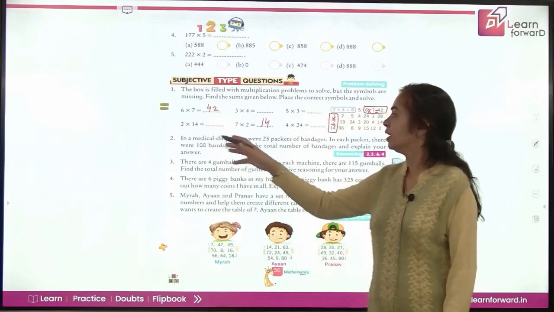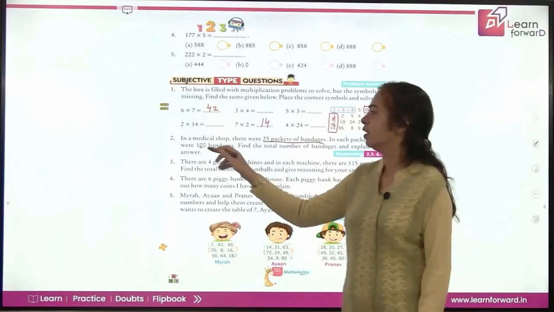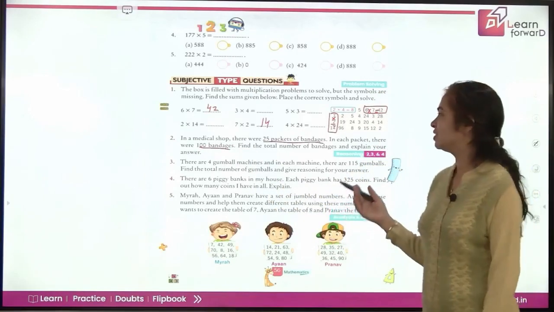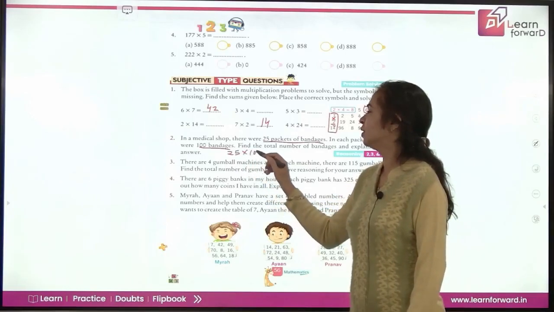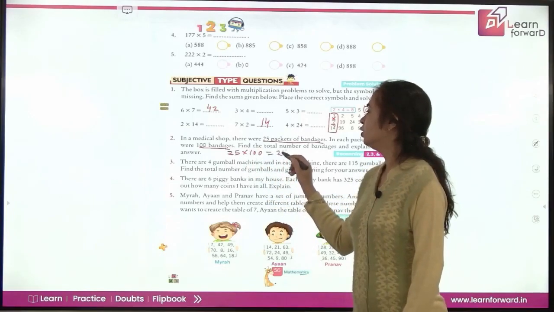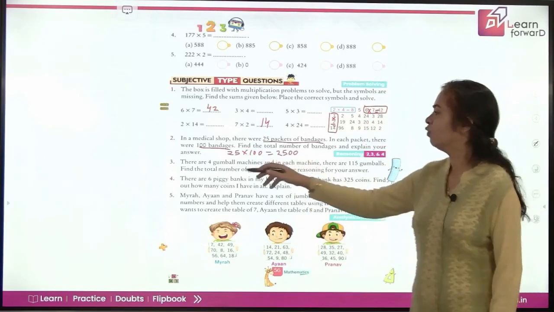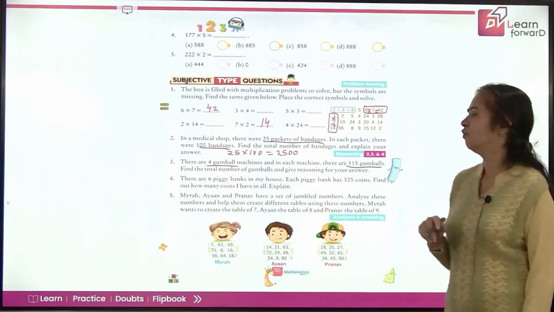Next question, in a medical shop, there were 25 packets of bandages. Each packet had 100 bandages. What is the total number of bandages? Multiplication, yes. Oh, you got the answer also. So it's 25 into 100, 2500. That's perfect.